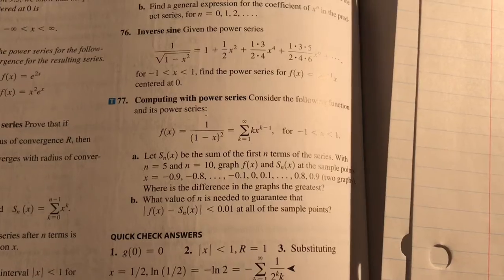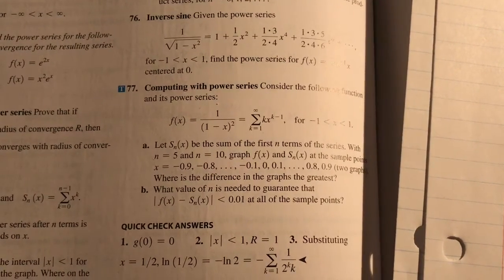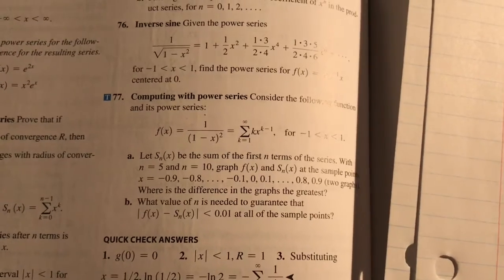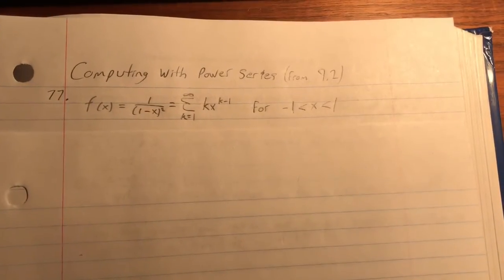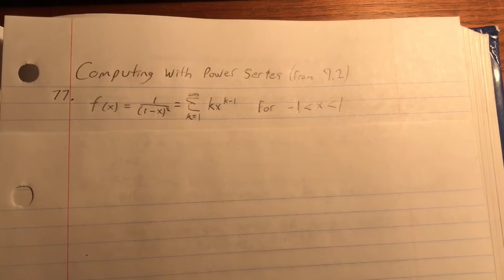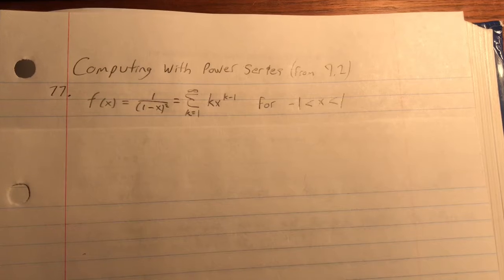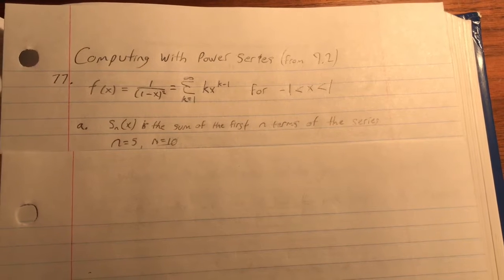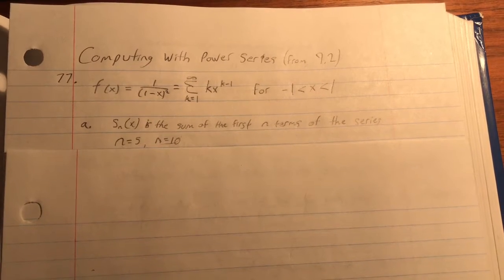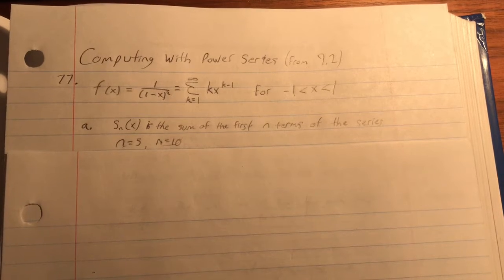Okay, so for my video, I chose to do number 77 from 9.2, which is called Computing with Power Series. The problem starts off with giving us a function and a series, and also an interval to look at it on. Part A says Sn of x is the sum of the first n terms of this series, and it gives us n equals 5 and n equals 10.